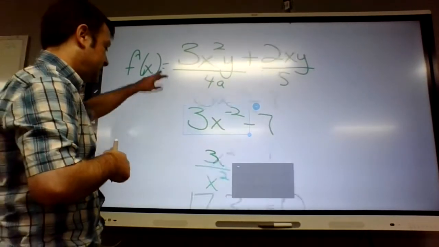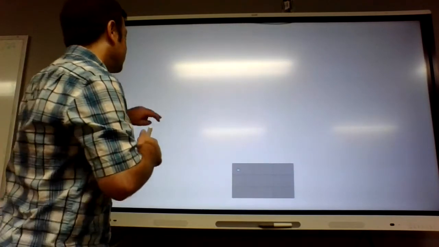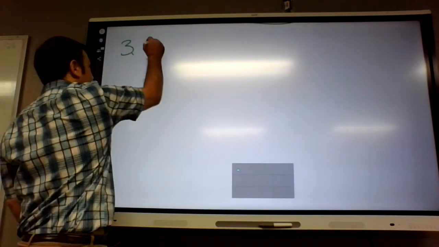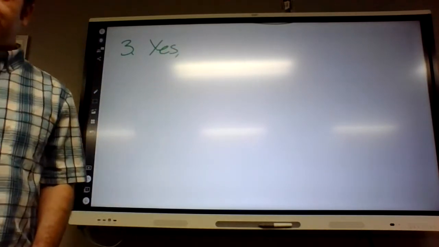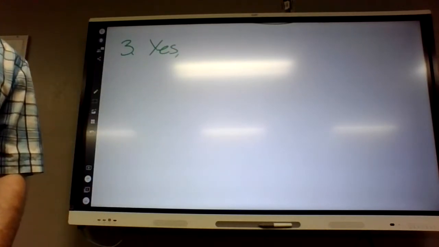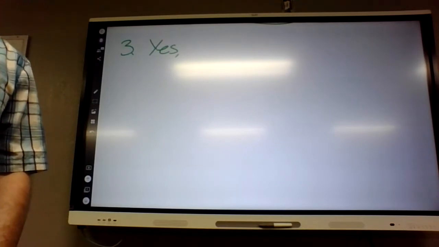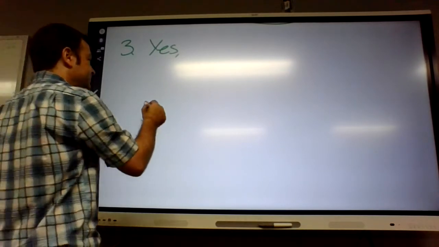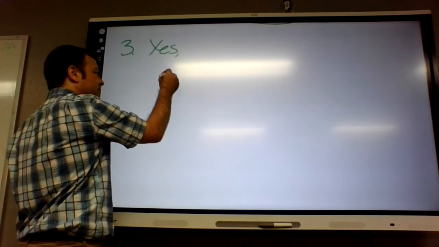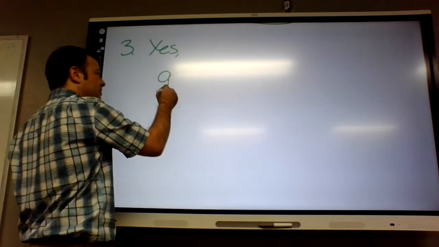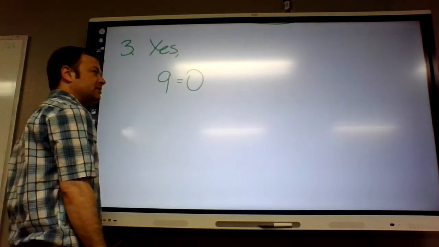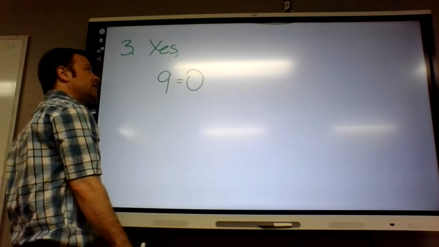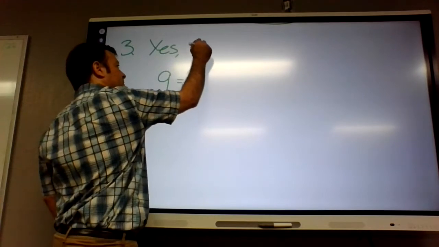Okay, number 3. So it's yes, it is a function. I did it again. It's a polynomial function. What are the zeros of a function? How do I find the zeros? 0 equals 9. What do you think that means? No, yeah, there are none.